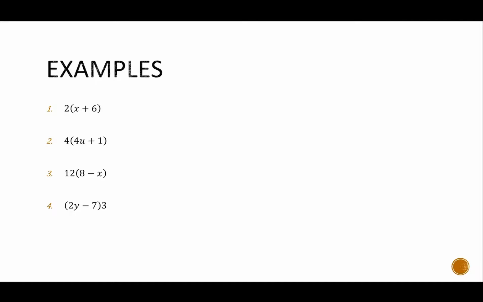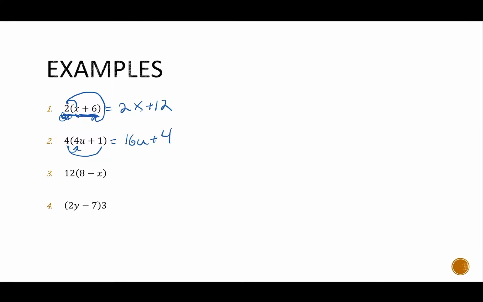And focus. The one thing is you don't just multiply that 2 times x. It's the 2 times the x plus 6. So I always like to kind of draw it. So I've got 2 times x, which is 2x, and then 2 times 6, which is 12. You have to multiply both terms inside the parentheses by this constant on the outside. So let's try that again. I've got 4 times 4u, which is 16u, and then 4 times 1, which is 4.